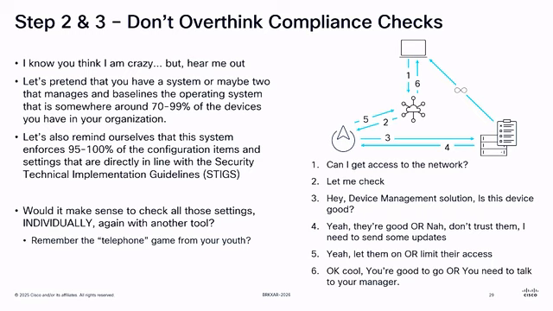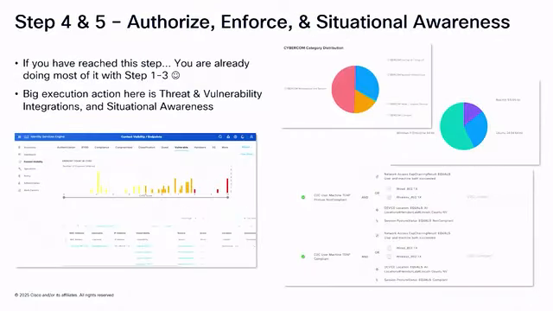So don't overthink it. Rely on those resources. Again, I think Zig said it three times before we even started the session, from the source, right? Source of truth. Get that data from there. And then step 4 is all about authorizing and enforcing and getting situational awareness. Things like vulnerabilities, things like compliant versus non-compliant, operating system data, et cetera.